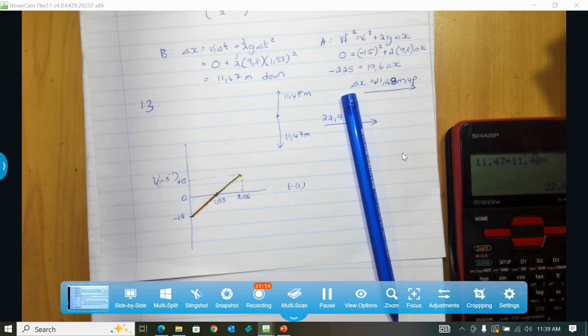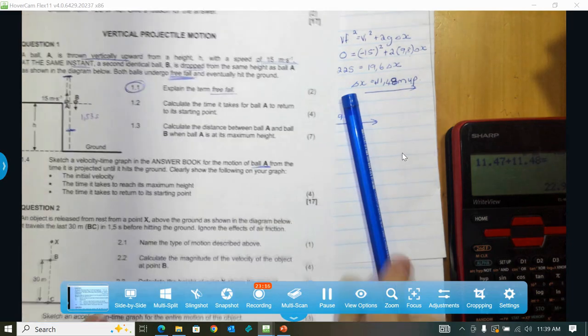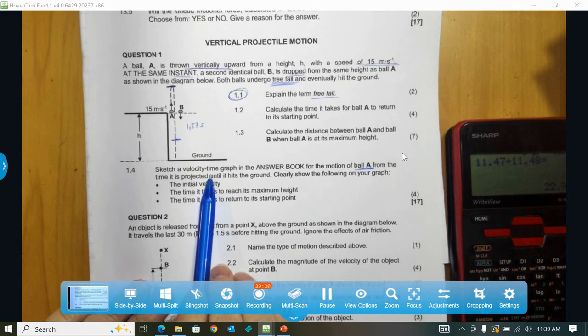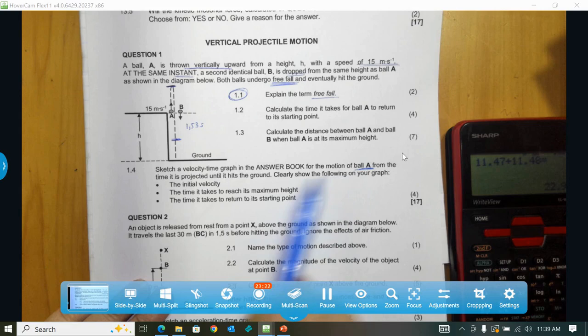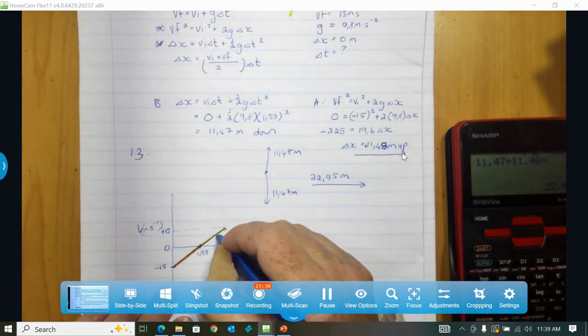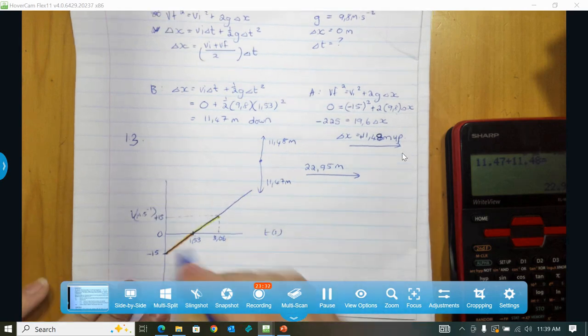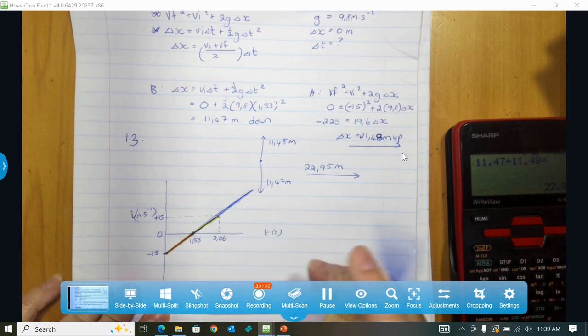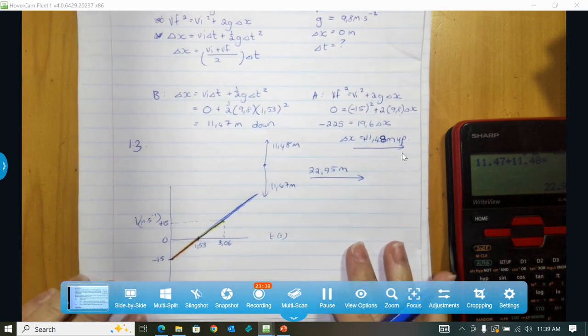If I go back, be careful, because the question says, sketch a velocity time graph for the motion of ball A from the time it's projected until it hits the ground. So in other words, this thing must carry on falling. So never change the gradient on a VT graph. It's a positive gradient because G is positive 9,8.